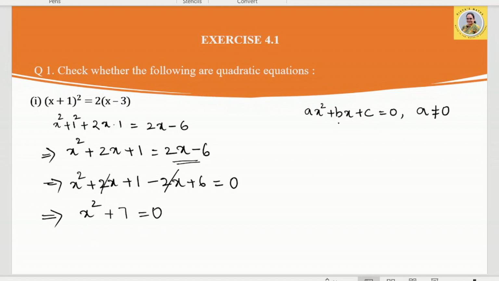Now, let us compare it with the standard form. So, we have the x square term, right, which is x square plus, so do we have any x term? No, we do not have any x term. So, let us take it as 0 into x plus the constant term is 7, equal to 0. Where a is not equal to 0, right, where a is equal to 1 here. So, hence it is a quadratic equation.